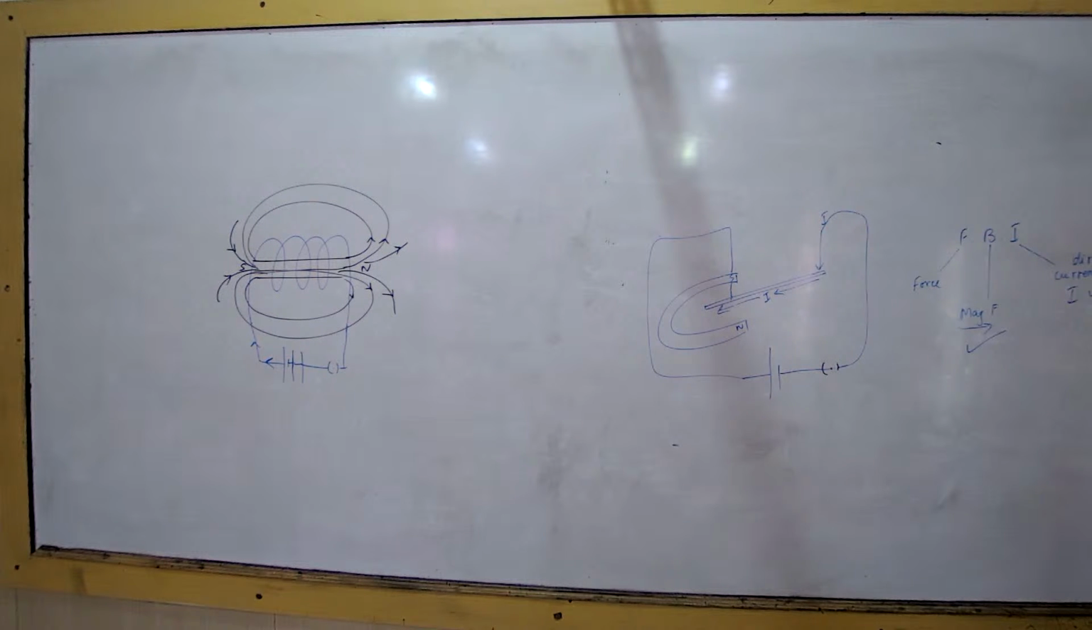Read the activity. Activity 12.7. Take a small aluminium rod AB of about 5 cm. Using two connecting wires, suspend it horizontally from a stand as shown in figure 12.